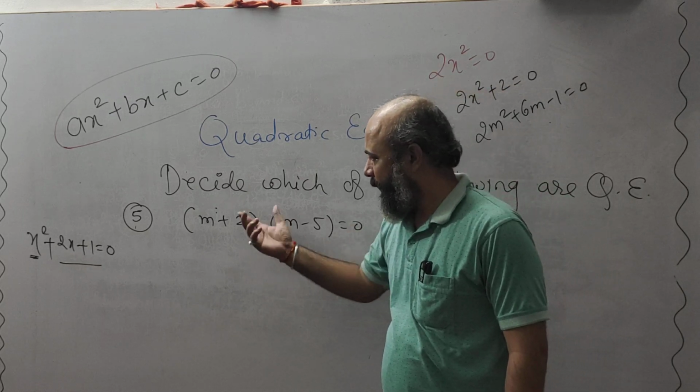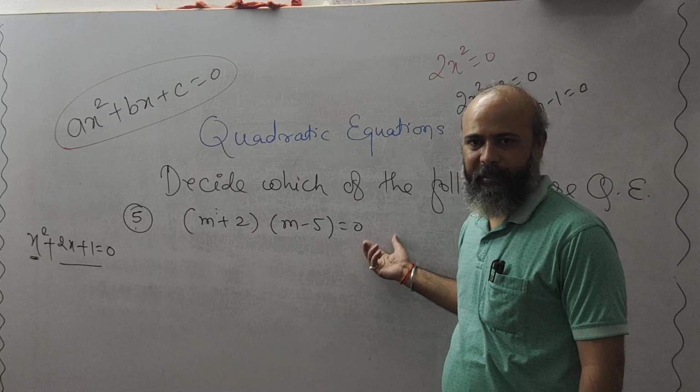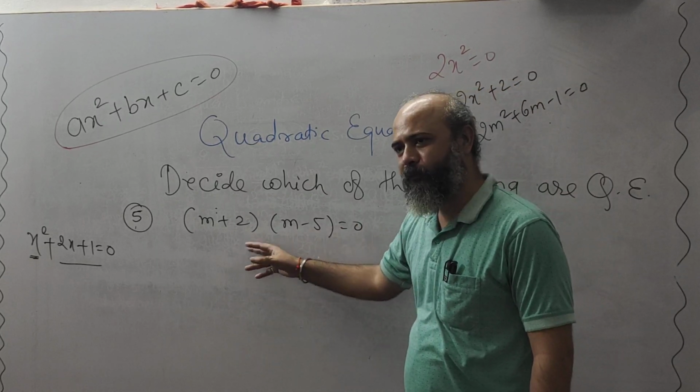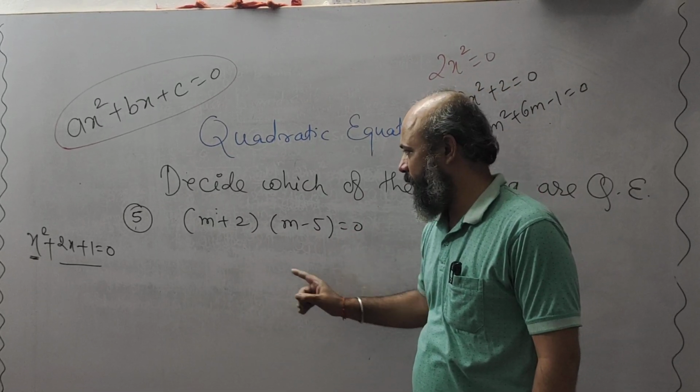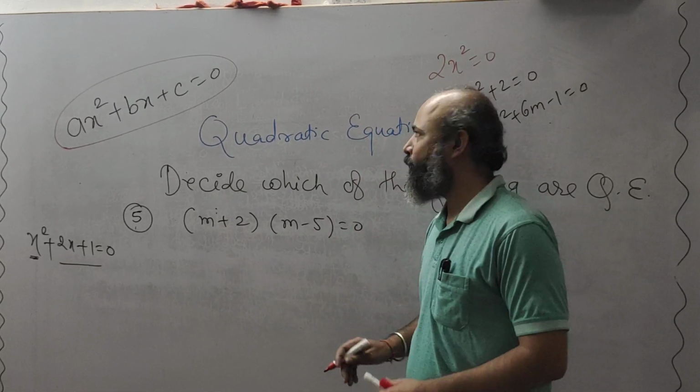इसका मतलब क्या हो सकता है? आइदर दिस ब्रैकेट इज इक्वल टू 0 और दिस ब्रैकेट इक्वल टू 0. क्लियर? If the product of two brackets is equal to 0, it means that either this bracket is equal to 0 or this bracket is equal to 0.